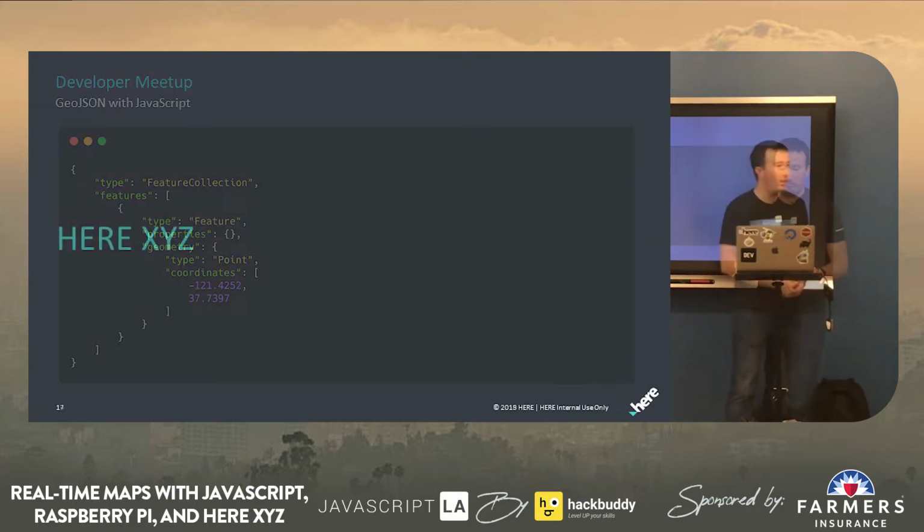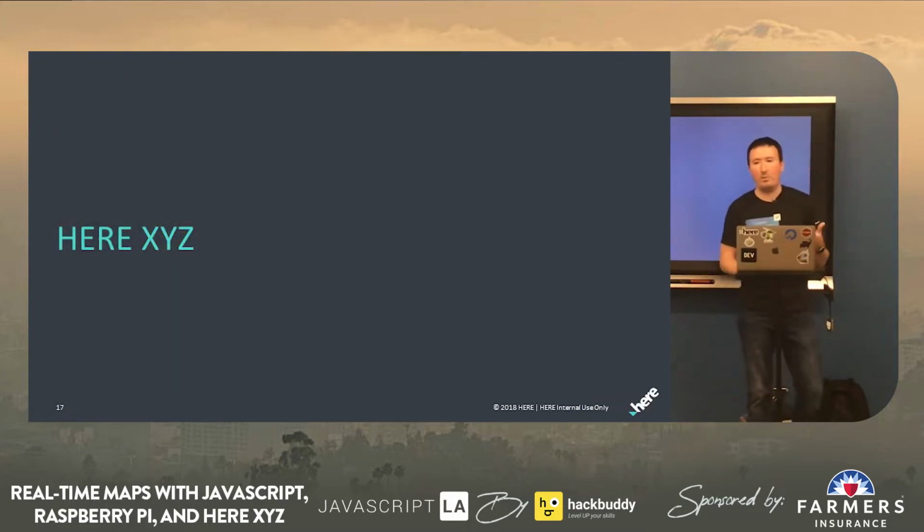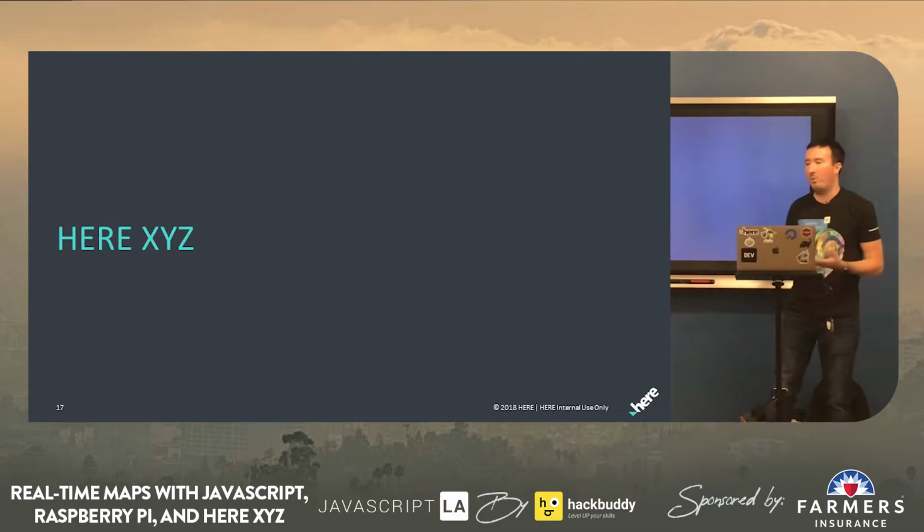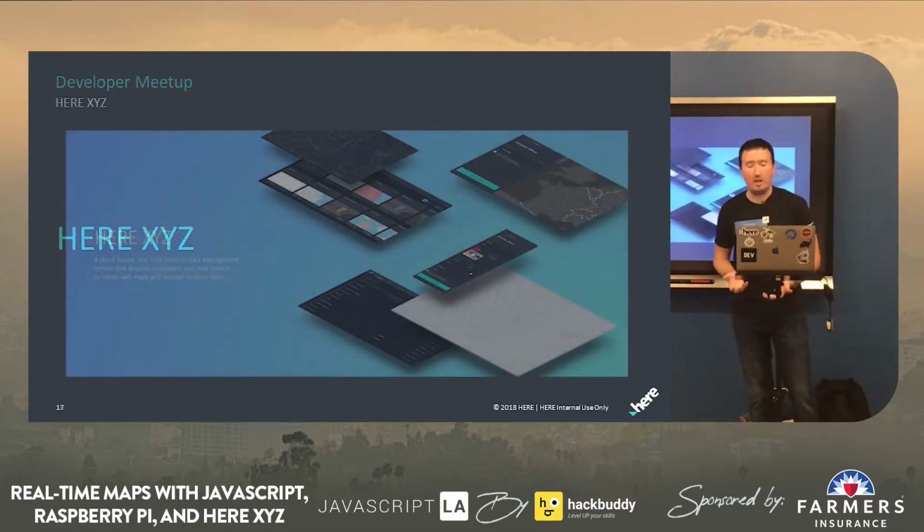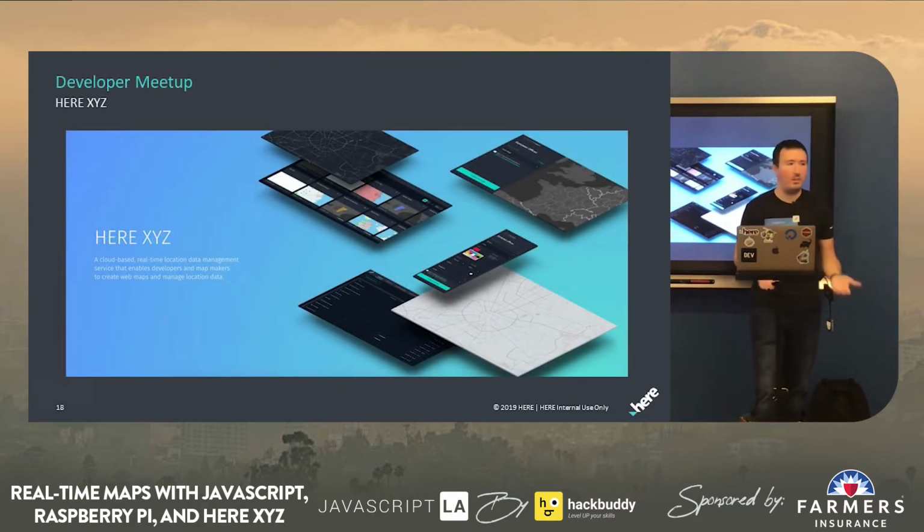Now let's look at HERE XYZ. Assuming that we've got this whole Raspberry Pi thing down, I mean, there wasn't a whole lot to it. We've enabled the serial connection. We've taken in that stream of data. We've parsed it as GPS. We've converted it to GeoJSON. Now we need a place to put it. So this is a HERE product. It's based off of a freemium model, so you get a certain number of transactions for free every month.